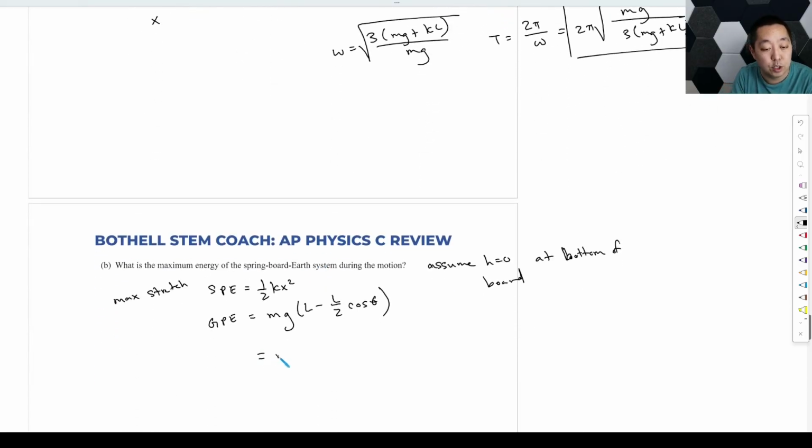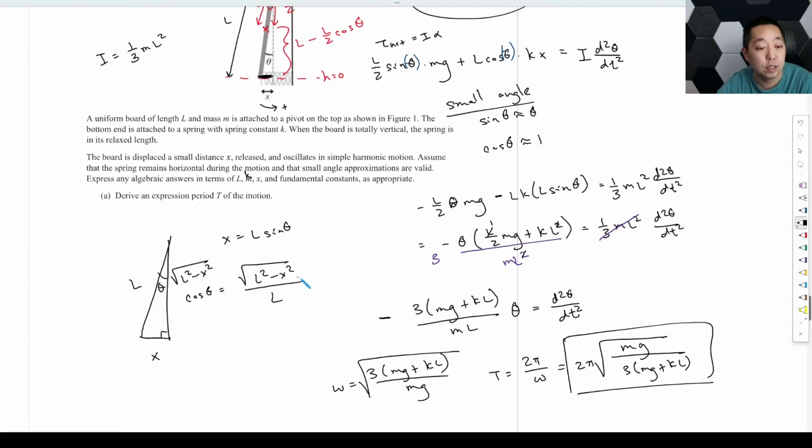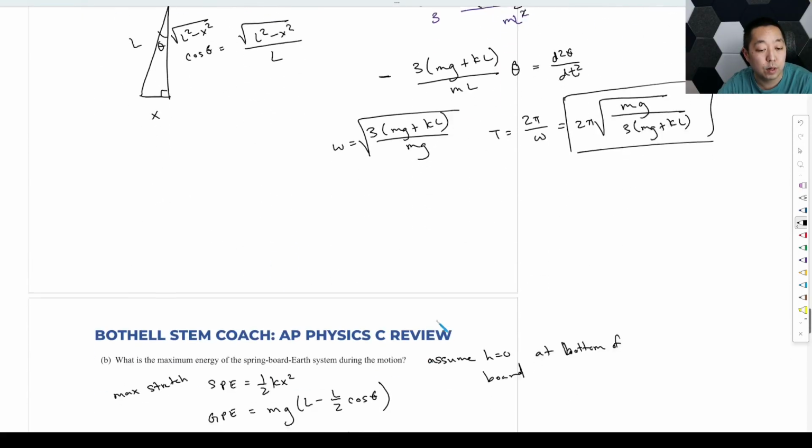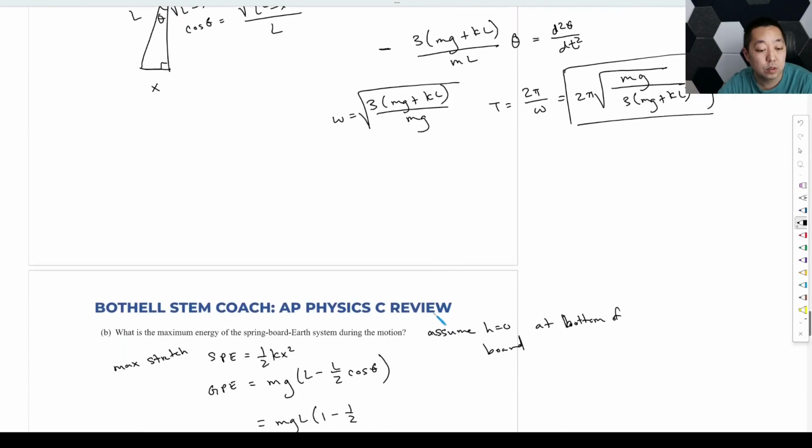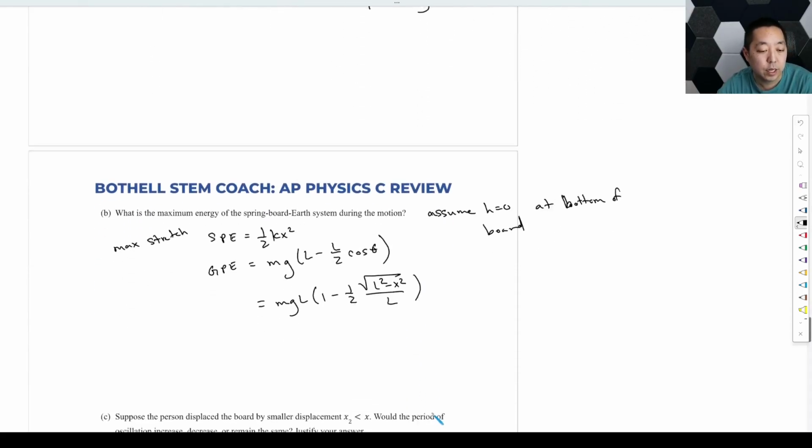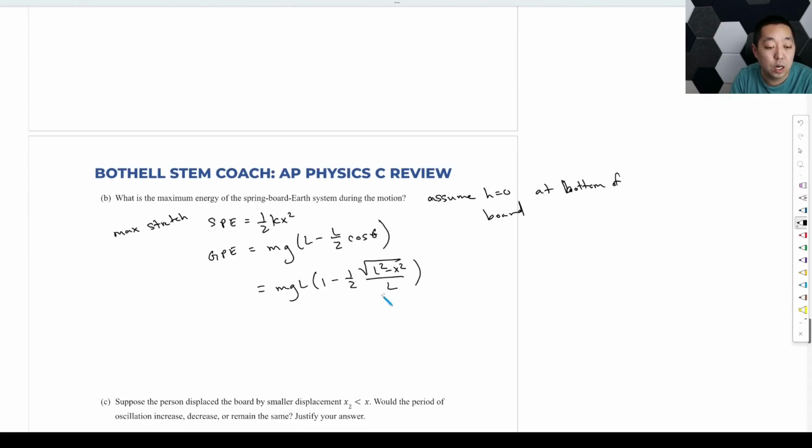So it's going to be mg. Let's factor out the L: 1 minus 1/2 times the square root of L squared minus x squared over L. Okay, cool. So that's that. And so the total energy, the max energy we're going to have, is the sum of those two. So it's going to be 1/2 kx squared plus mgL times (1 minus 1/2 times the square root of L squared minus x squared over L), like that.